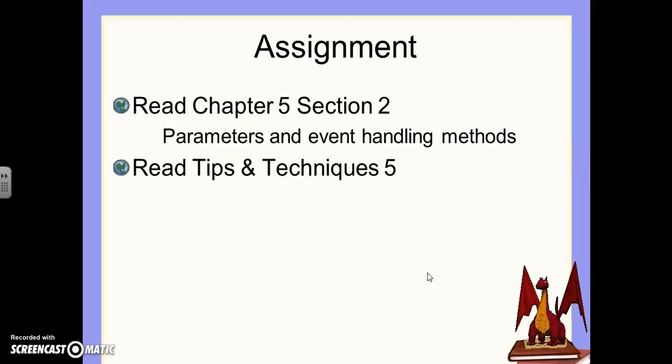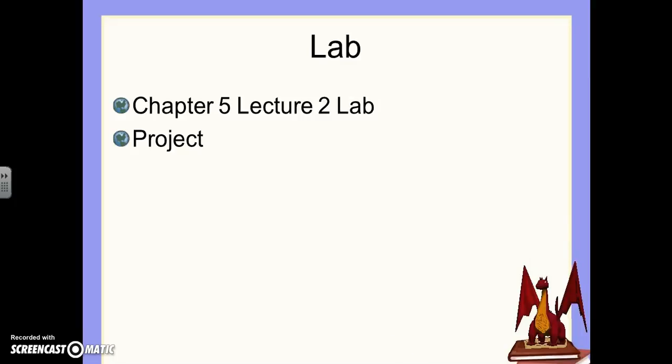All right, so now before we go on tomorrow in class and do the in-class example, you're going to want to read Chapter 5, Section 2 if you have not already done so, parameters and event handling methods, and then also make sure that you familiarize yourself with the tips and techniques number 5. And then after that, you will be assigned the Chapter 5 Lecture 2 lab, and the project we will wait on that, but you will be working on the Lecture 2 lab. So we'll be doing all those things in the next coming days in class.